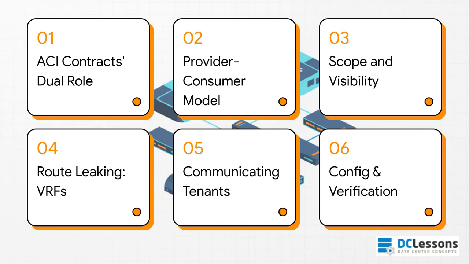Okay, so here's what we've got on tap. We'll kick things off with the dual role of ACI contracts, then get into the provider-consumer model. We'll talk scope and visibility, and then the main event, leaking routes between VRFs and even across tenants. And don't worry, we'll finish up with a hands-on configuration and verification checklist.